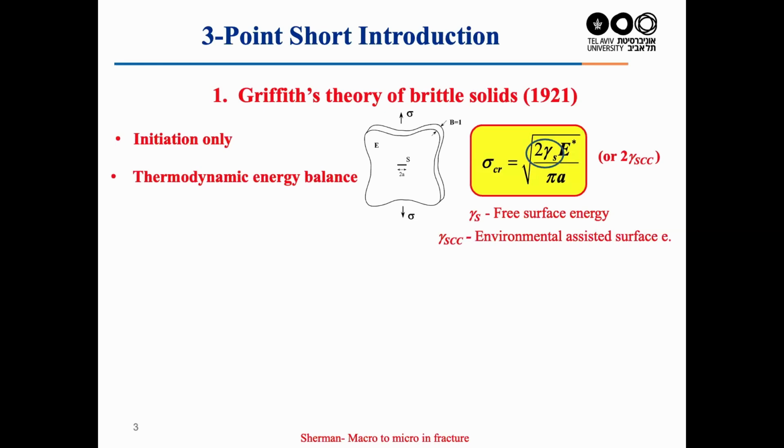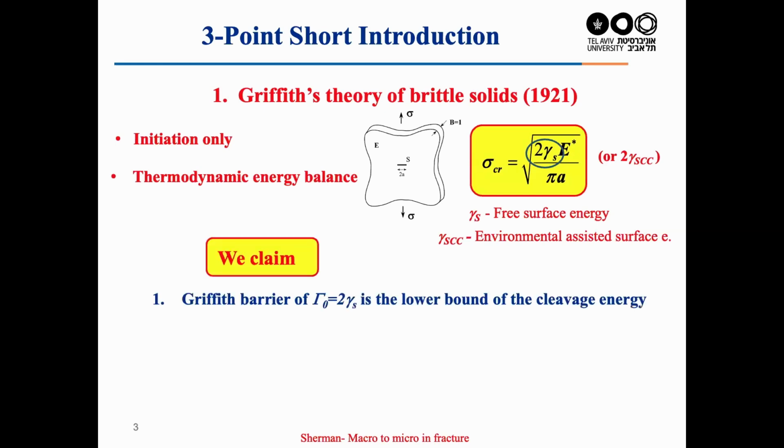If the crack is under an environment, instead of 2 gamma surface, which is for vacuum, it can also be 2 gamma for stress corrosion cracking, the environmental cleavage energy. So we claim that the Griffith barrier, gamma naught, which I'm using as the cleavage energy, equal to 2 gamma surface, is the lower bound of the cleavage energy. This is actually a mantra. All the world knows that gamma naught is 2 gamma surface. We will talk about it.